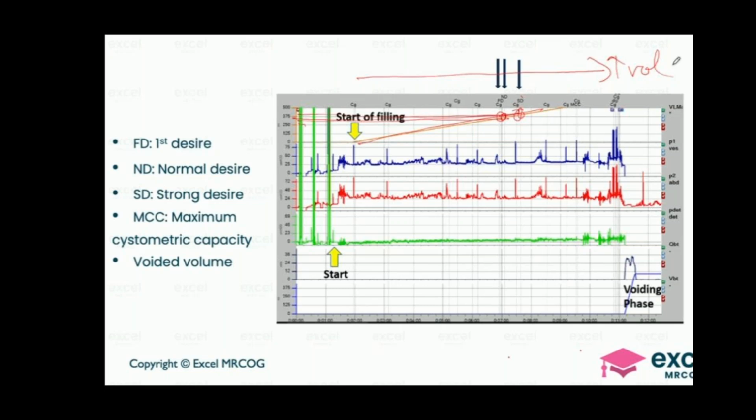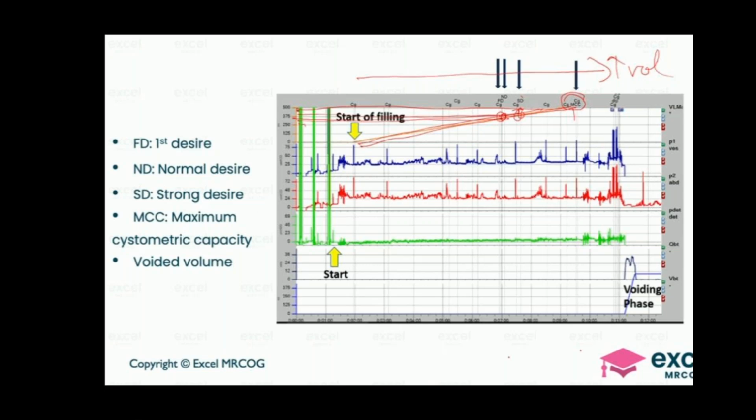Then the maximum bladder capacity. That means you have filled the bladder, and here you have the maximum bladder capacity. At this stage, the bladder will empty. Here it is around 500, which is again fine. So these are the volumes that you could be asked about.